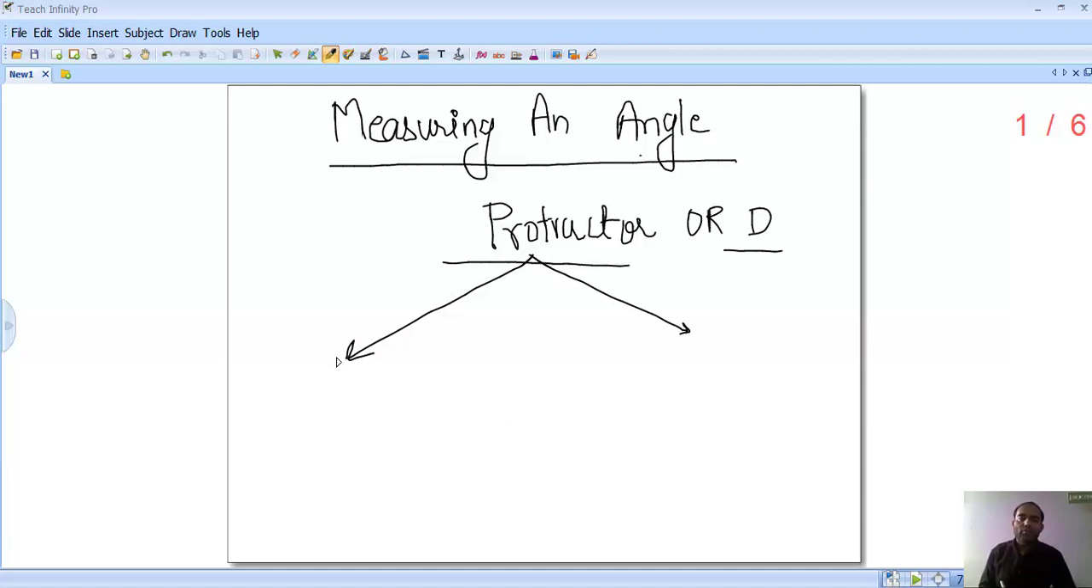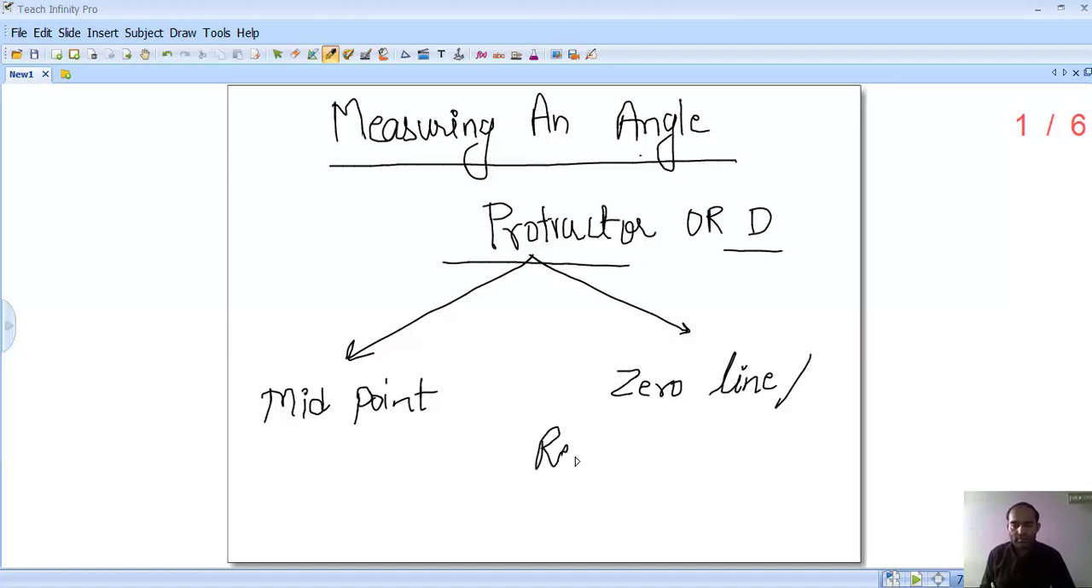What are the two things you should know in a protractor to measure an angle? What is the midpoint of a protractor, and what is a zero line? We should say zero line or reference line. So for measuring an angle, you should have a protractor, and you should know two things in a protractor: what is a midpoint and what is a zero line or reference line.